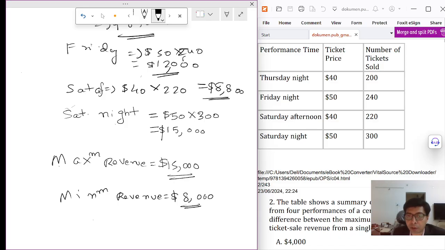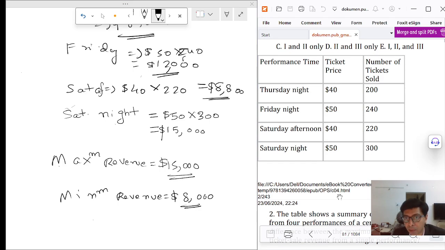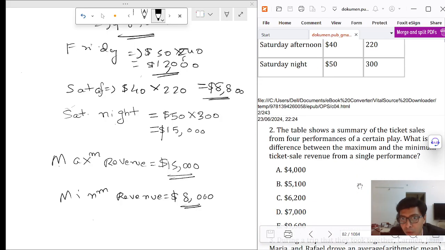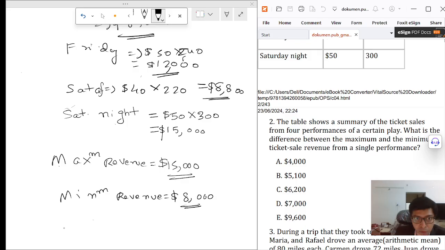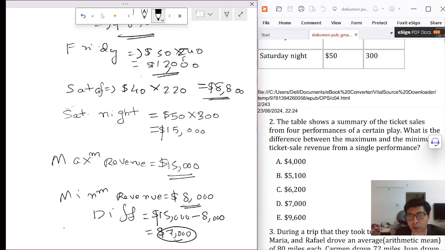Now the question is, what is the difference between the maximum and the minimum ticket sales revenue? Let's see the options. The difference is equal to 15,000 minus $8,000, which is $7,000. And which option is that? We can see this is option D. So the correct option is D for the second question. This is how we are going to solve OG question number 2.